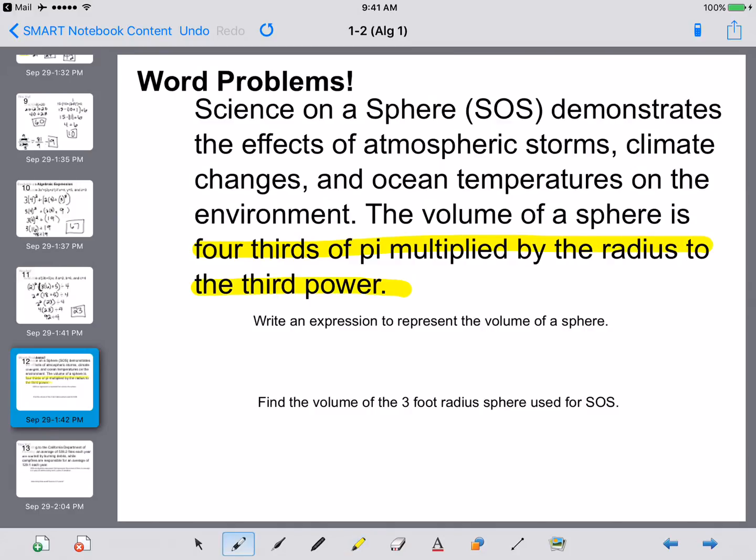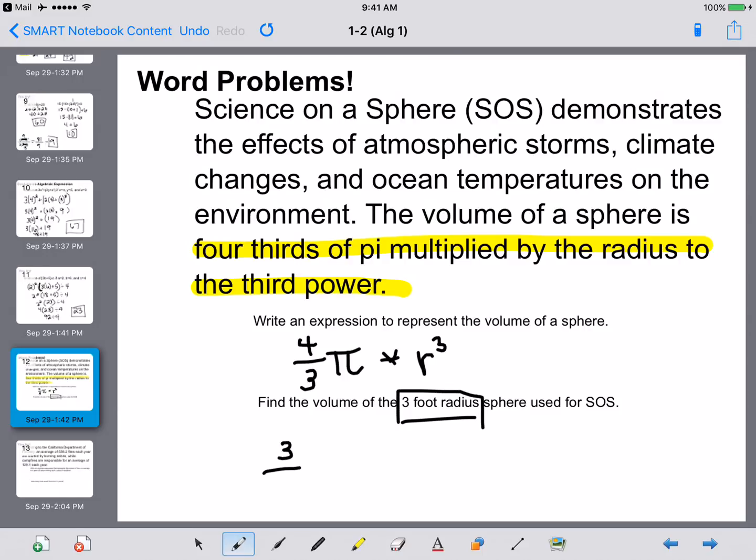So 4/3 of pi. Of means multiply. So we've got 4/3 pi multiplied by the radius to the third power. So radius to the third. We want to find the volume of the 3-foot radius sphere used for SOS. So we're going to plug in the 3-foot radius for our equation.